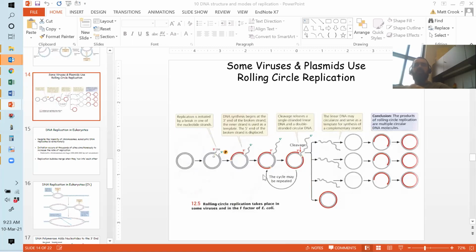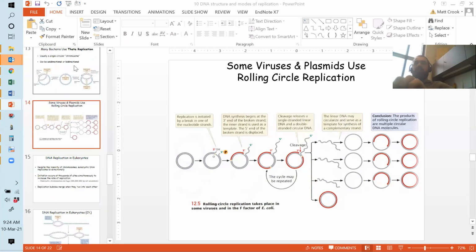Now, the thing that I've never really understood is why prokaryote, like bacterial genomes, aren't copied this way. That's a bit of an open question. I don't know if this potentially leads to more errors or what. I don't really know the answer to that question.